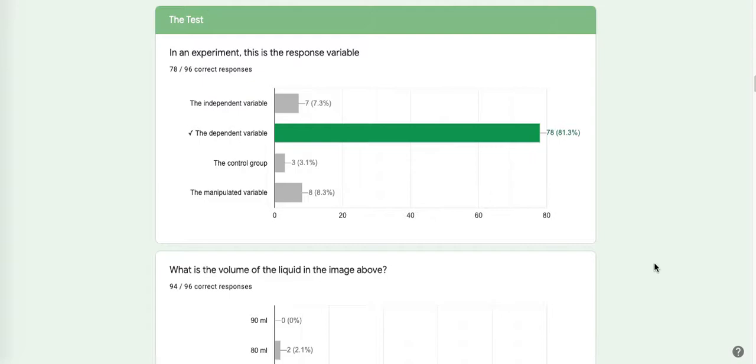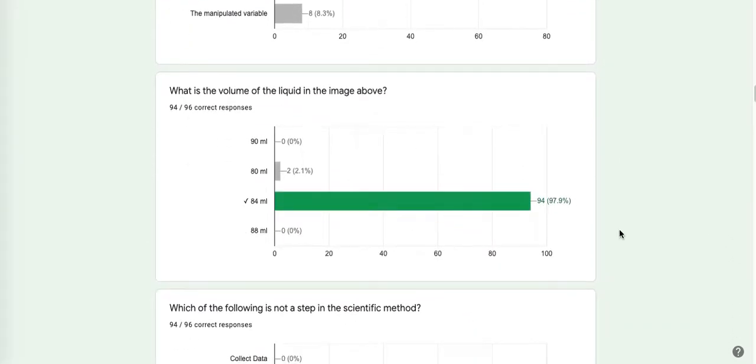So the first question on the test was, in an experiment, this is the response variable. The options were independent variable, dependent variable, the control group, and the manipulated variable. And the answer was the dependent variable. In an experiment, you are seeing if the dependent variable responds to the independent variable. The independent variable is the manipulated variable. The dependent variable is the response variable.